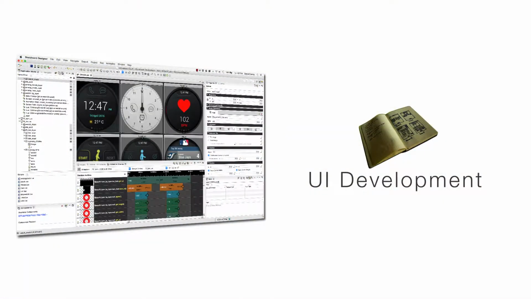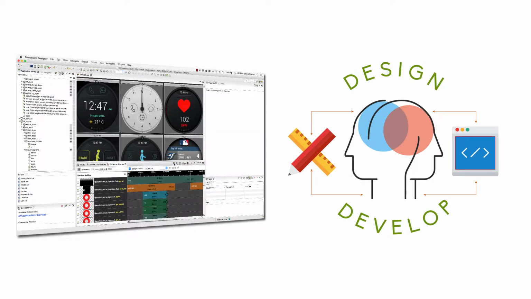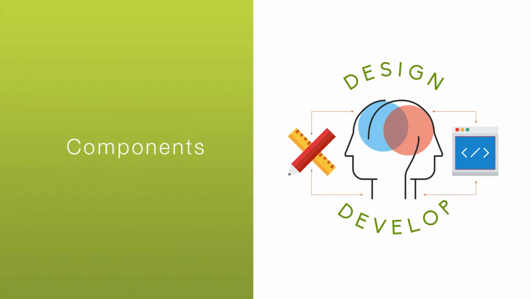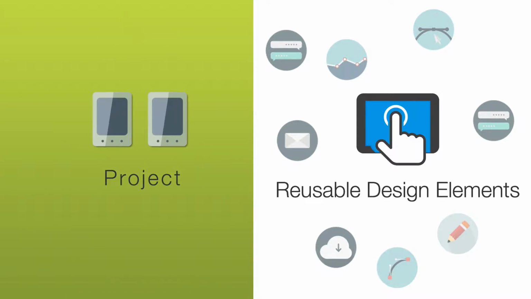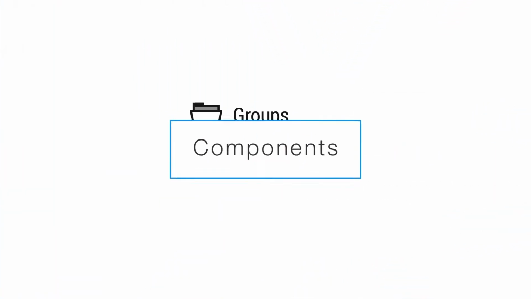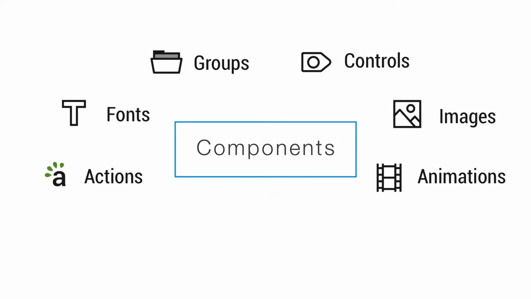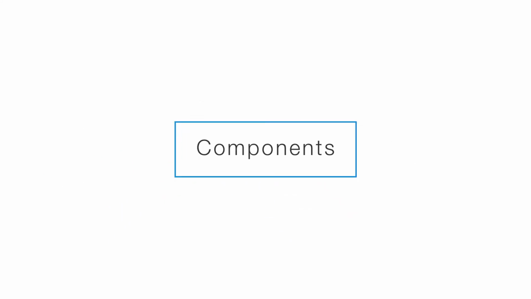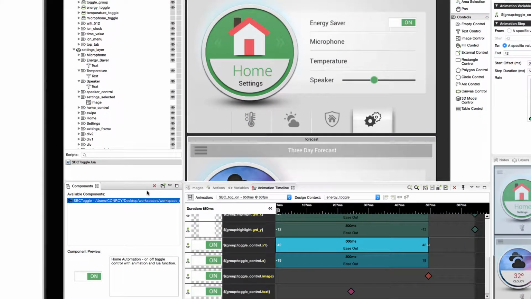With UI development in Storyboard, the process of creating and adding functionality to the UI has advanced with the use of components. Components give users reusable design elements that can be used throughout a project or multiple projects. Components can be groups and controls with graphic assets like fonts and images, combined with interactive behaviors and logic that can be customized and reused, and this makes components a powerful resource for UI development.